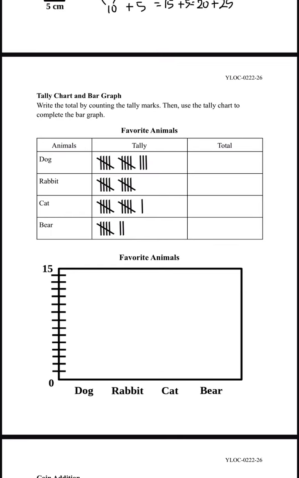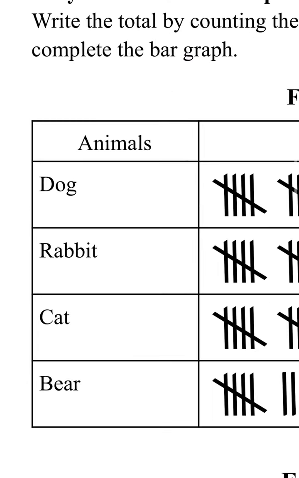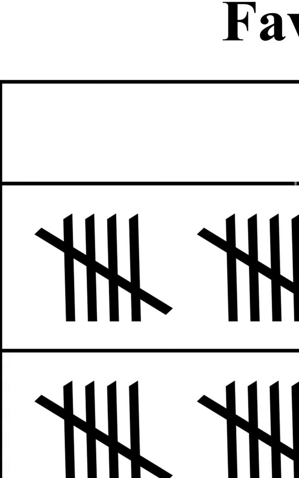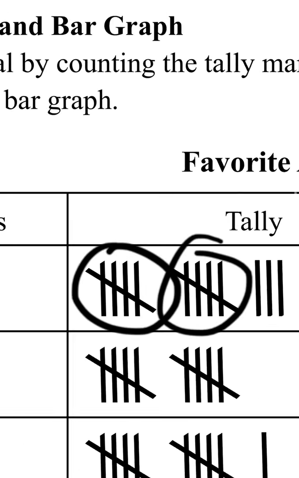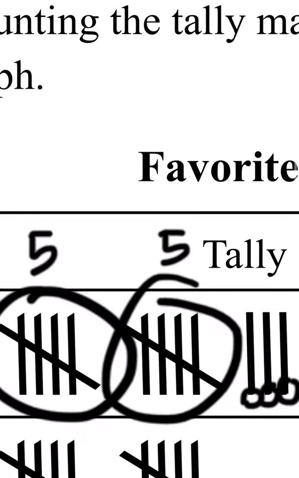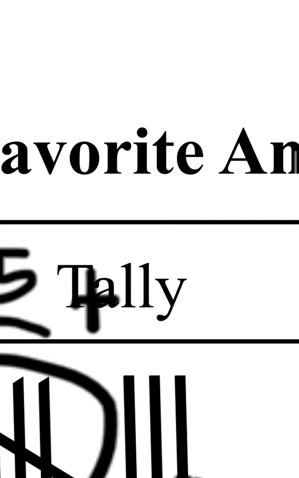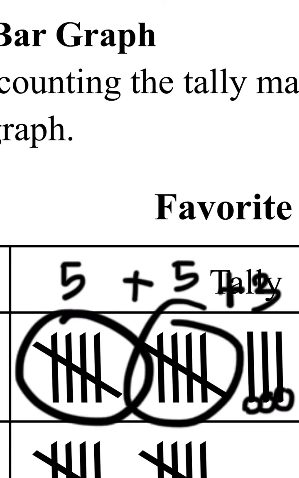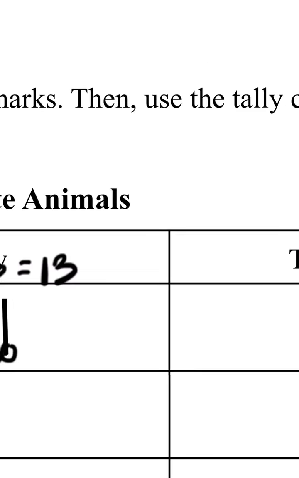For this part, we have a chart, and we need to write the total by counting the tally marks. Then use the tally chart to complete the bar graph. Let's look at the total of the dog. So each of these are equal to 5, and for this one it has 1, 2, 3, so 5 plus 5 plus 3 equals the total. First, 5 plus 5 is 10, and 10 plus 3 is 13. So the total amount of dogs is 13.